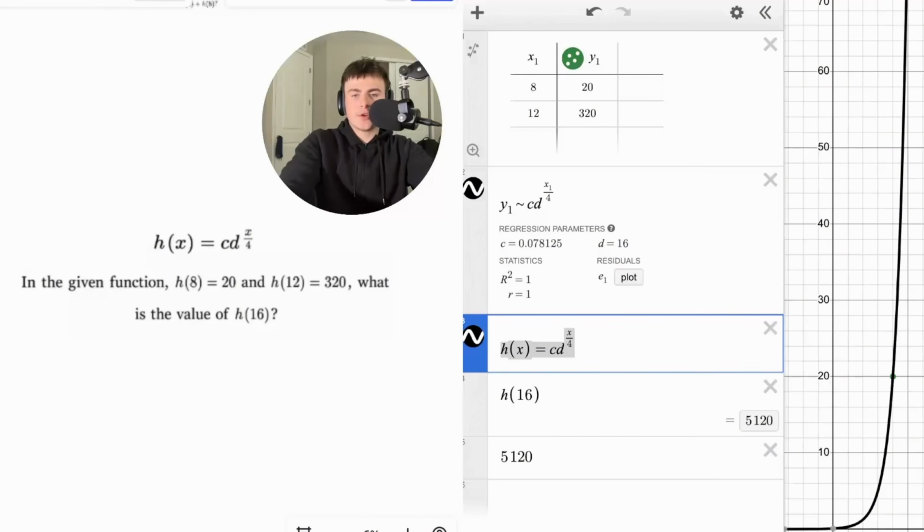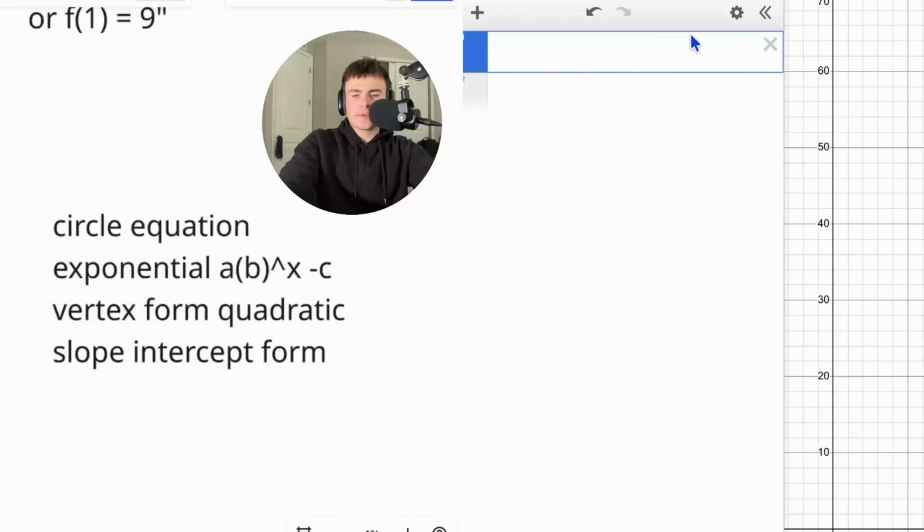Now, once again, make sure you are using the squiggly line, the tilde, and not the equal sign, because we're estimating c and d. If we're estimating something, we have to use a tilde. We copy it, change to h of x so that we put the point in, and then solve for it. Now, these are some specific equations you should probably remember if you're trying to use custom regression. There are 4, and they're all pretty easy to remember.